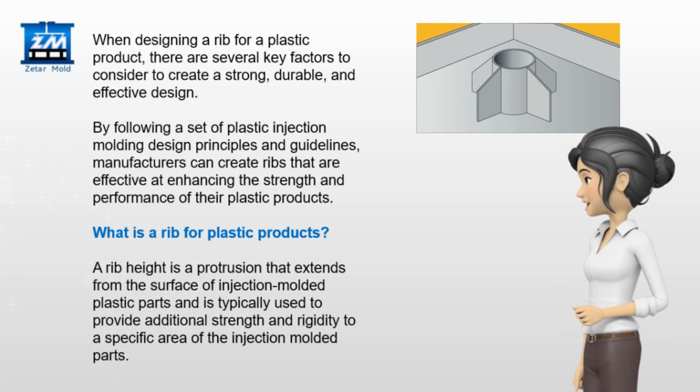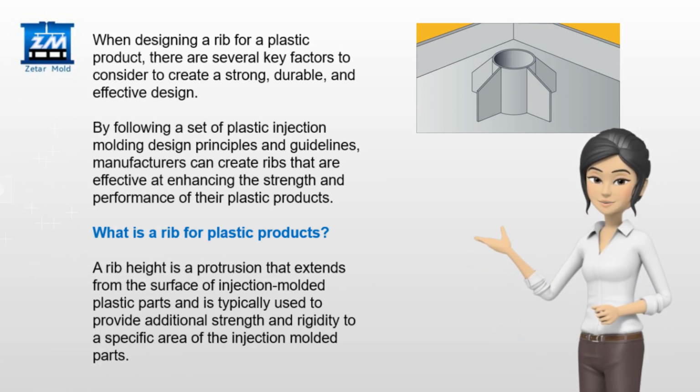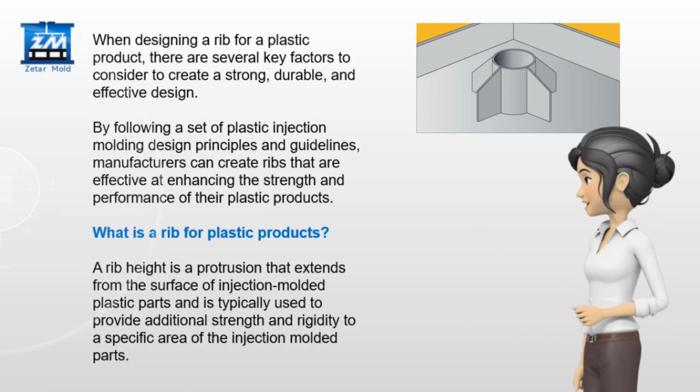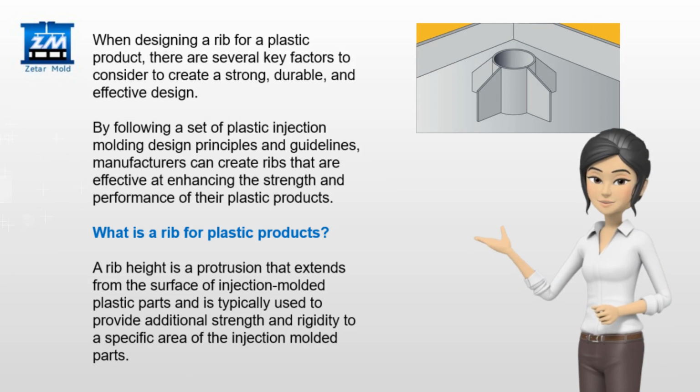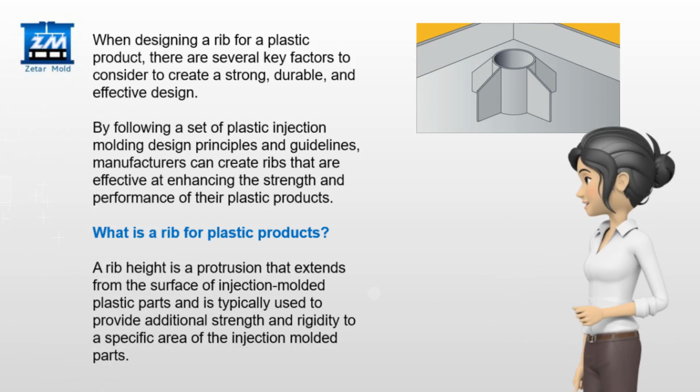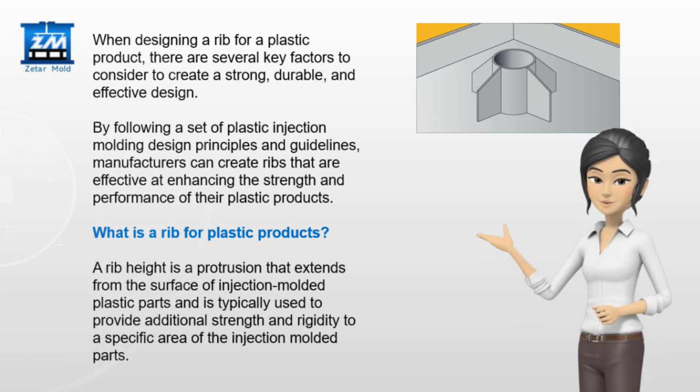What is a rib for plastic products? A rib is a protrusion that extends from the surface of injection molded plastic parts and is typically used to provide additional strength and rigidity to a specific area of the injection molded parts.